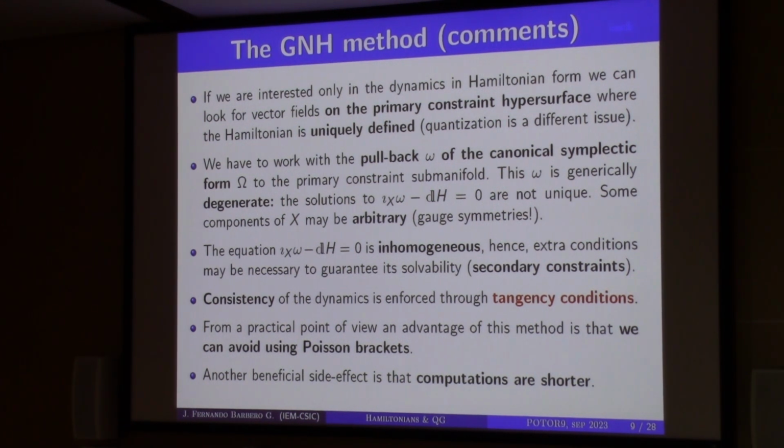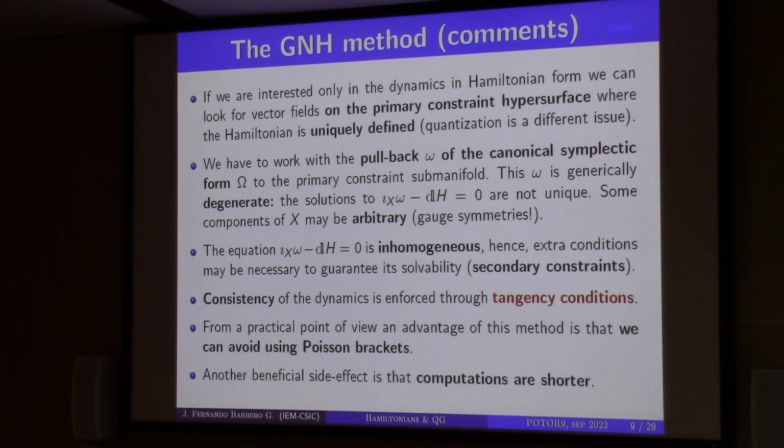The consistency of the dynamics, and this is a very important point, which seems trivial, but it actually has important practical consequences. The consistency of the dynamics that Dirac usually phrases as saying, well, I must show that the constraints are preserved by the evolution defined by the total Hamiltonian, things like that, here it turns into a very easy geometric condition, which is a tangency condition.